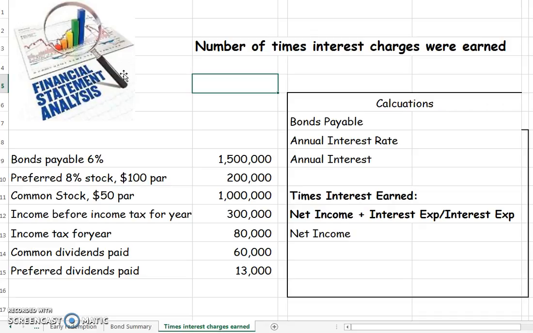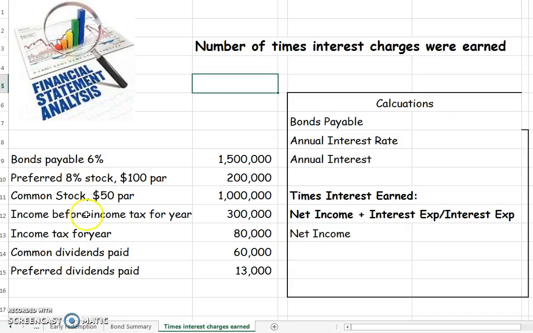So let's see how this works. We've got our formula. I've written it here. It's going to be net income plus interest expense, and then we're going to divide that by our interest expense. And again, this ratio will tell us how many times we can cover our interest charges with our earnings, with our current period earnings. All right, so we'll need to get these numbers.